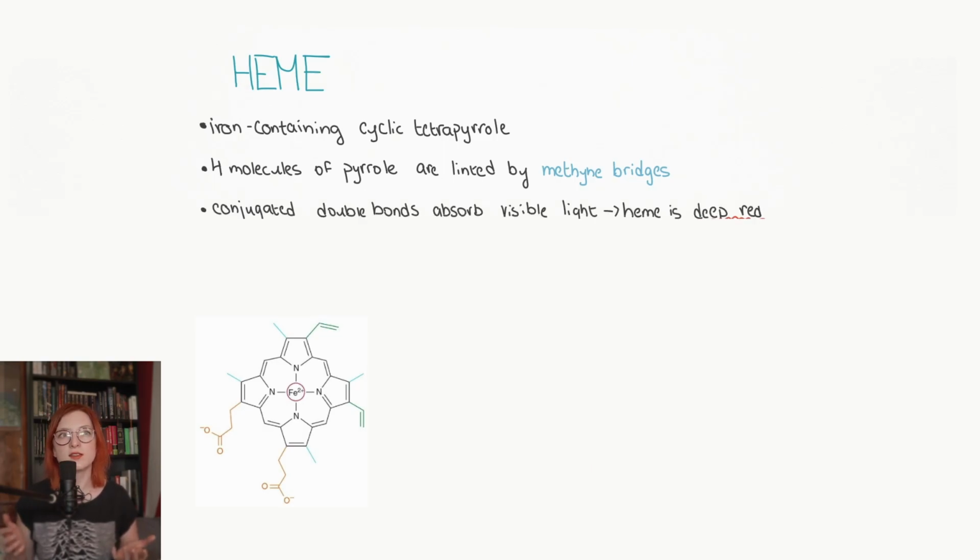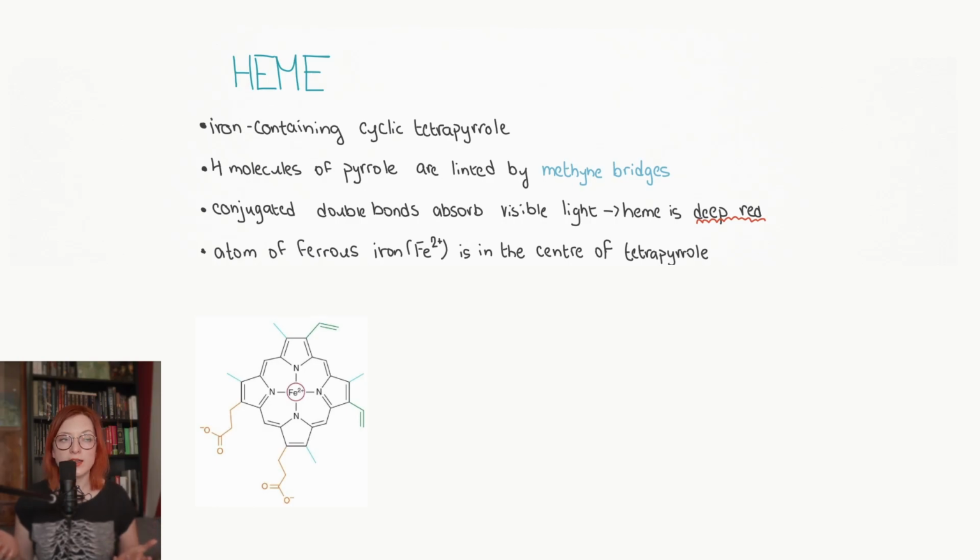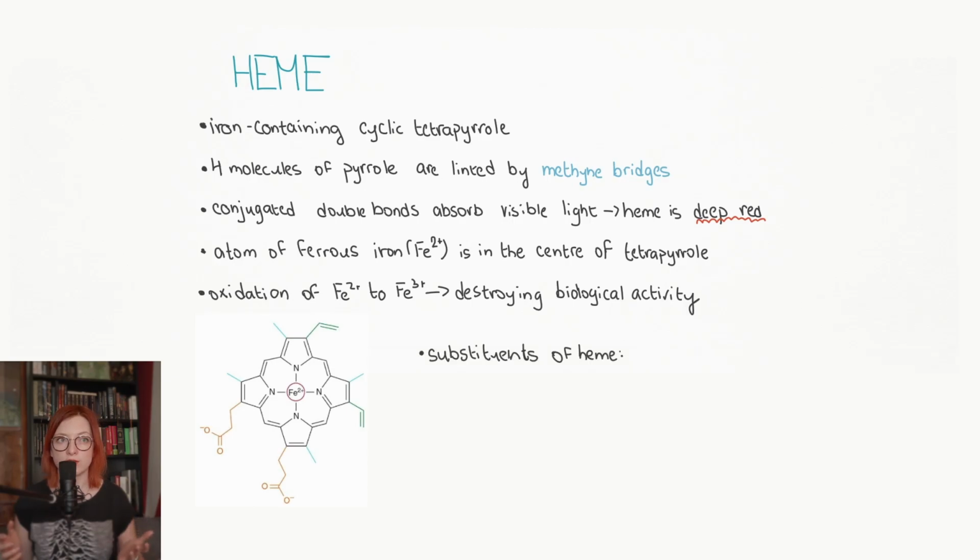Because there are conjugated double bonds everywhere, heme absorbs visible light and has deep red color. There are several substituents present all around the molecule. You can see methyl in blue color, vinyl in green color, and propionate in orange color. If the center iron atom is oxidized from ferrous form to ferric form, the biological activity is destroyed and heme cannot bind oxygen molecule.